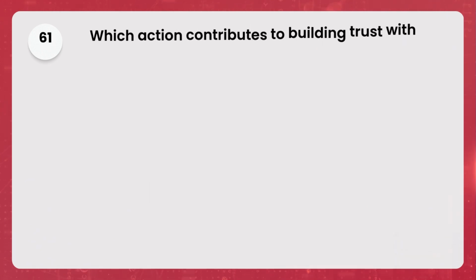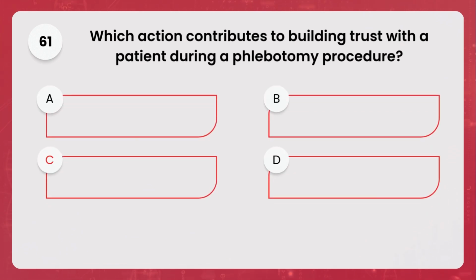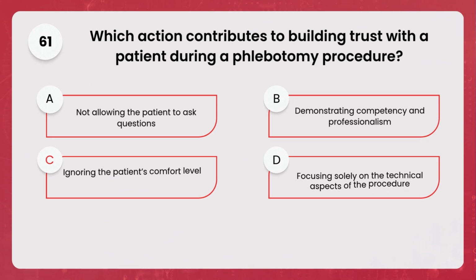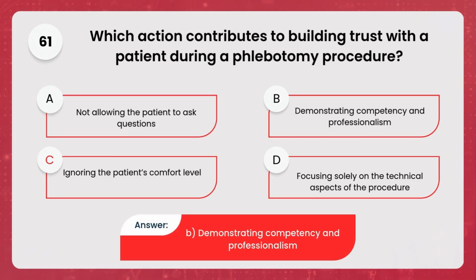Number 61. Which action contributes to building trust with a patient during a phlebotomy procedure? A. Not allowing the patient to ask questions. B. Demonstrating competency and professionalism. C. Ignoring the patient's comfort levels. And D. Focusing solely on the technical aspects of the procedure. The answer is B. Demonstrating competency and professionalism.